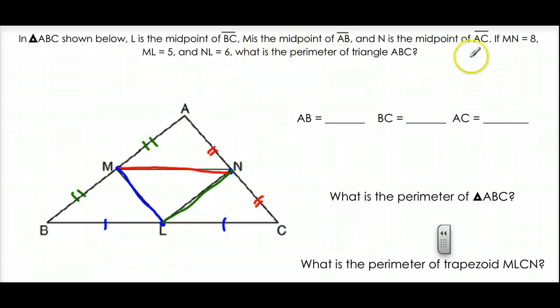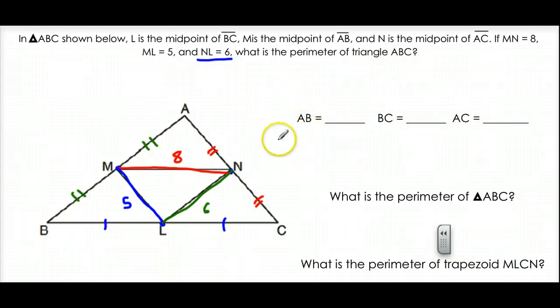What we want to do is fill in the rest of what we know. We know MN is equal to 8, so MN, which is right here, is equal to 8. ML is equal to 5. And LN, or NL, is equal to 6. We want to find the perimeter of ABC. To do that, we have to answer these three questions: the length of AB, BC, and AC.